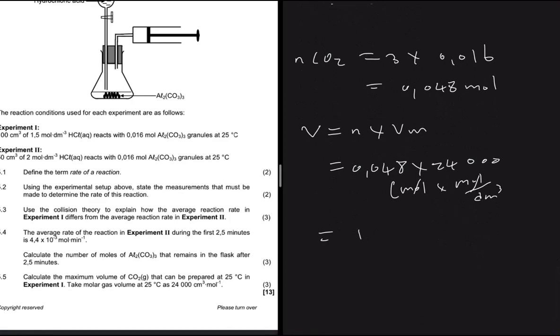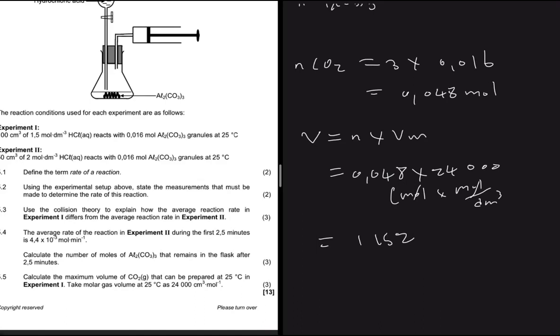We end up with 1,152. Am I doing that right? Yeah. 1,152 decimeter cube. Oh no, I just realized that I wrote this wrong. Here it is given as centimeter cube divided by mole, so mole and mole cancel out, and then we are left with centimeter cube.